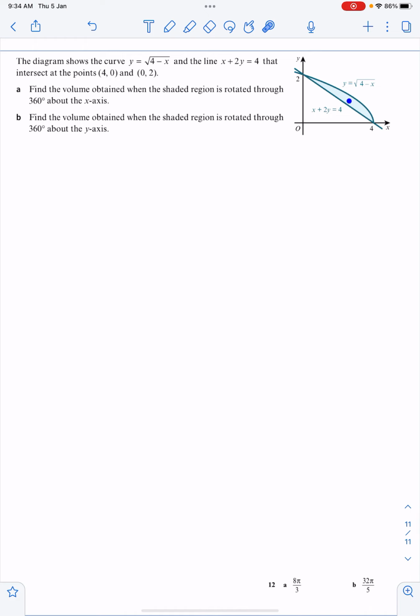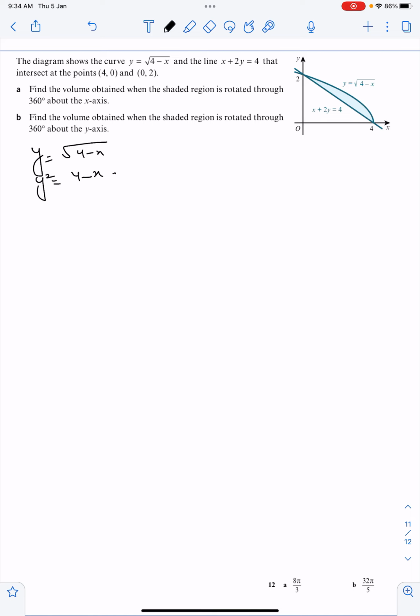Okay, about the x-axis. So if you want to rotate it 360 degrees about the x-axis, the curve is on the top and the line is underneath. So first of all we need to find out the equation of, they've already given us the equation of the line. So this square minus this square. Okay, so y equals to square root of 4 minus x, y square is going to be 4 minus x now.